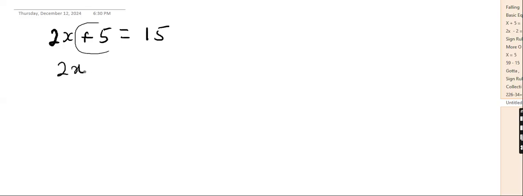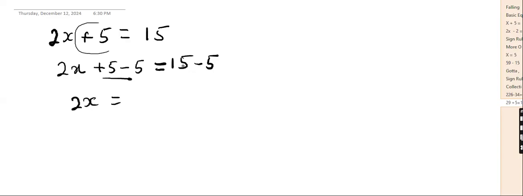By doing minus 5 to both sides. So you're going to minus 5 here. In other words, you're going to have 2x plus 5, sorry, this and this, 5 minus 5 gives us 0. So you're having 2x. Then 15 minus 5 will give you 10, right? Then you divide both sides by the coefficient of 2, and you get a value of x to be 5.